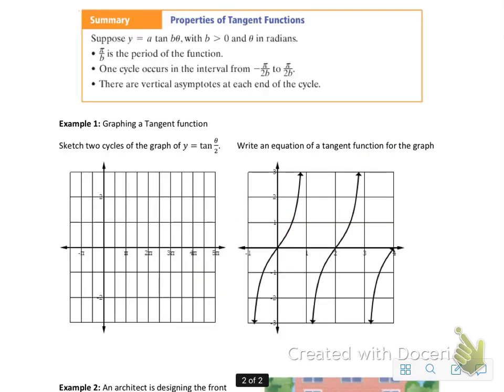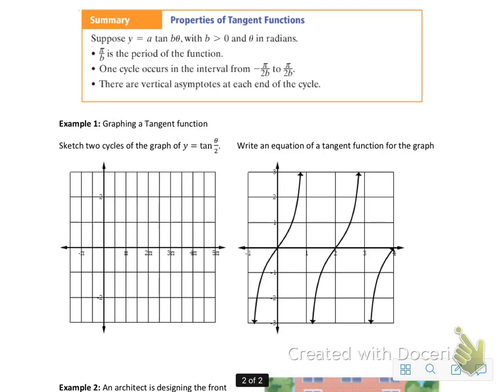Now, if you look at this, pi over b is the period of the function. One cycle occurs in the interval from negative pi over 2b to pi over 2b. Okay, and that's just one of them. That's pretty much just the one that's centered around the origin. They can happen elsewhere, and they will, because it'll repeat. Just like sine and cosine repeat forever and ever, this will repeat forever and ever, and it'll have an infinite number of asymptotes. So it really doesn't go to one thing as you go as far to the right as possible. Okay, it's pretty much undefined at that point.